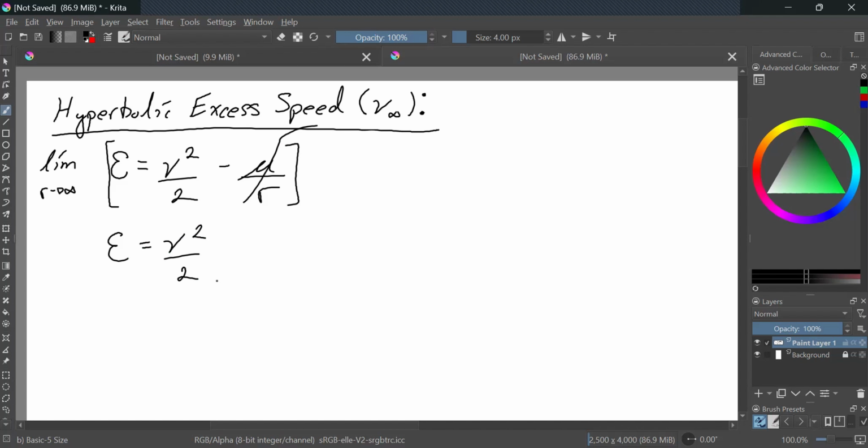Since this is at an infinite distance, I will denote it as v infinity. Oh, look at that, hyperbolic excess speed. And I probably don't have to do this, but I'm going to denote our energy at infinity as well, our hyperbolic excess energy. Off the top of my head, I don't know if hyperbolic excess energy really comes up in anything explicitly, but it is useful for the next set of equations that we're going to be using.